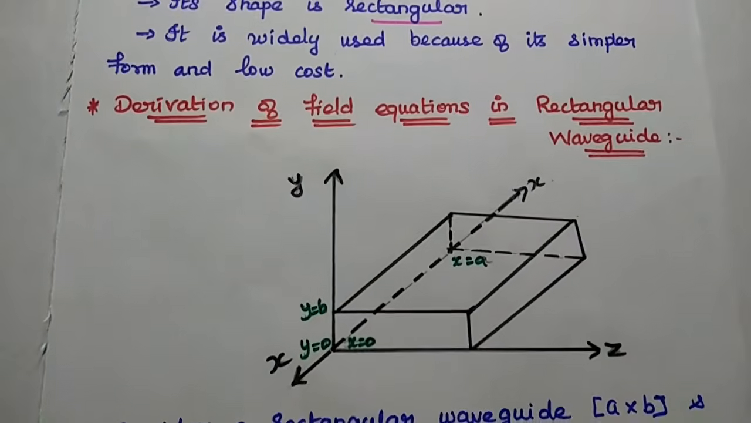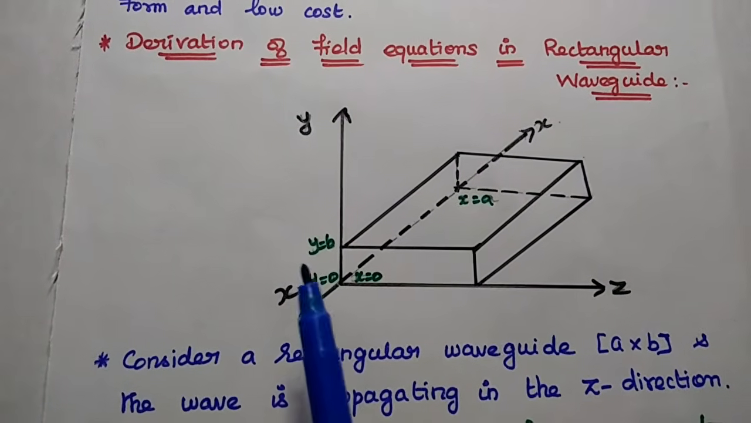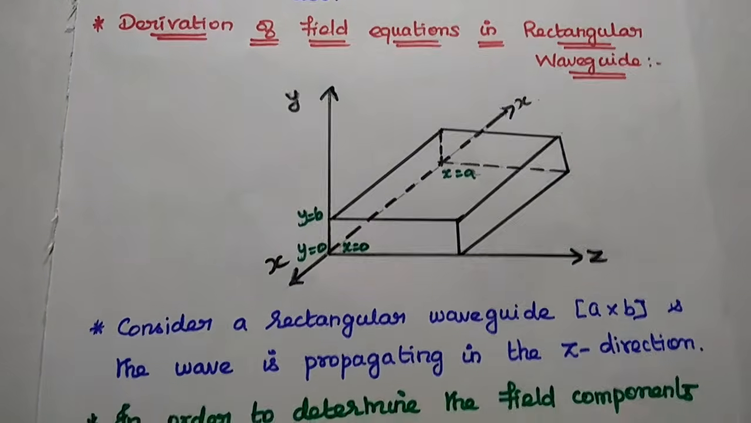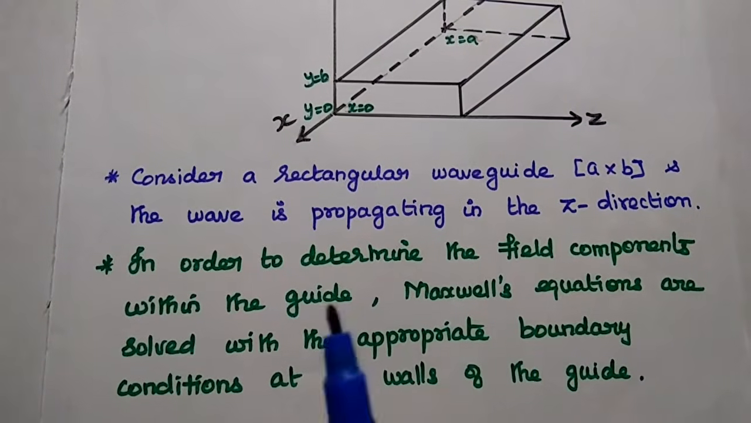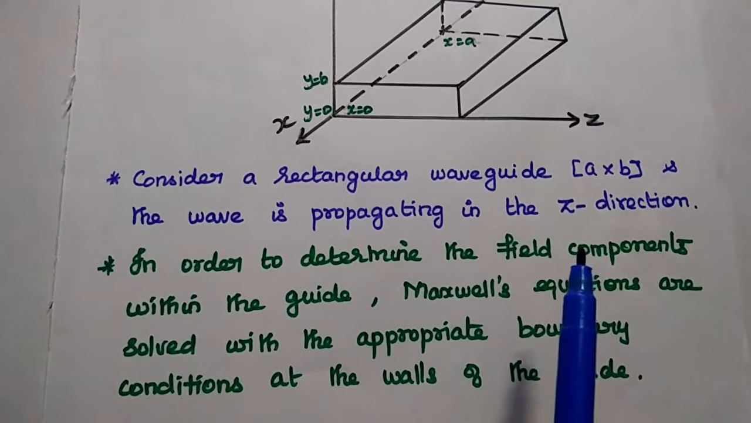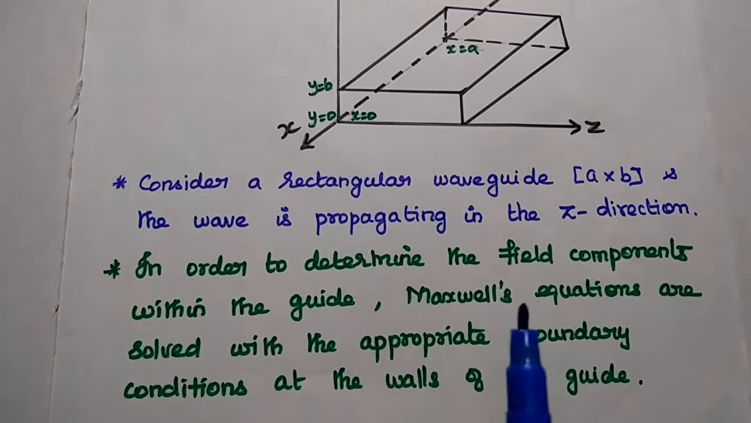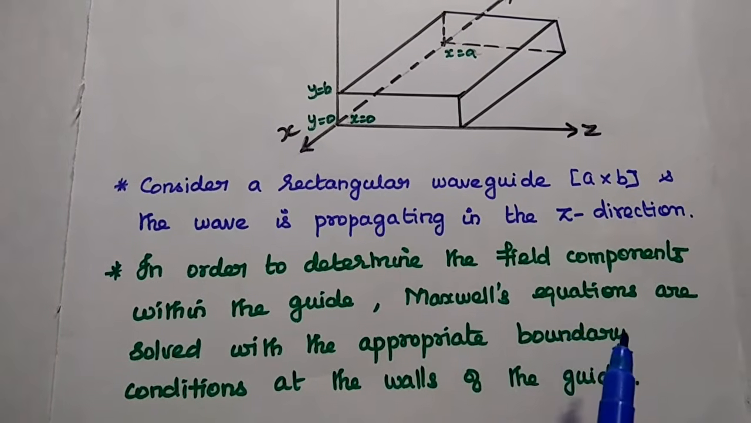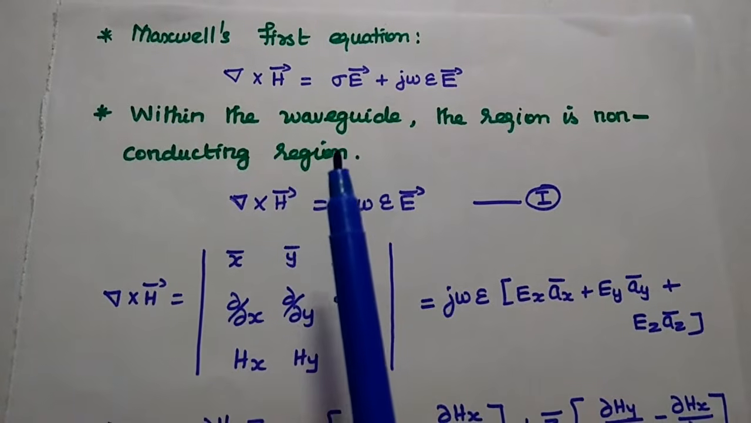This is the structure of rectangular waveguide with the dimensions a and b. Next we are going to derive the field equations of the electromagnetic waves propagating in this rectangular waveguide. Here we can consider that the wave is propagating in the Z direction. In order to determine the field components within the guide, we have to use Maxwell's equations with appropriate boundary conditions. Okay, let's consider Maxwell's first equation.